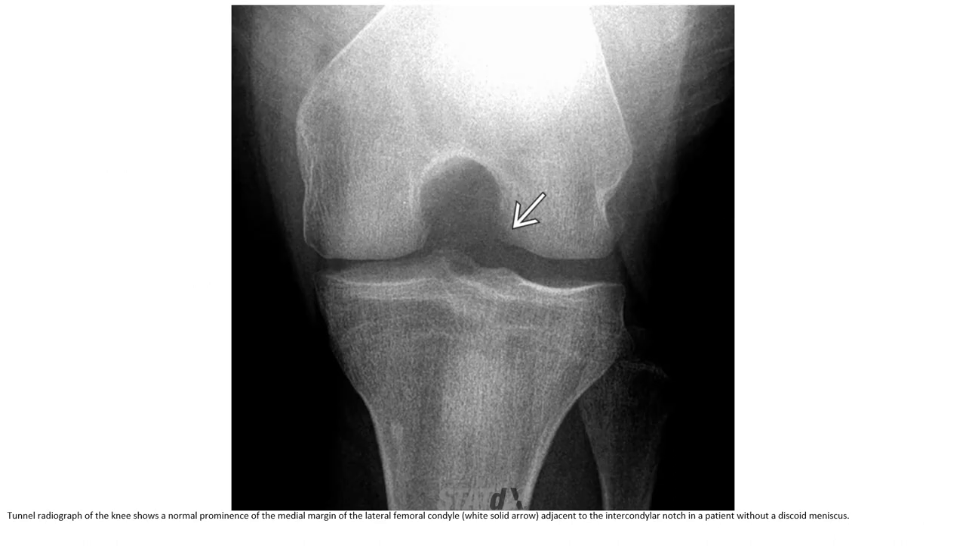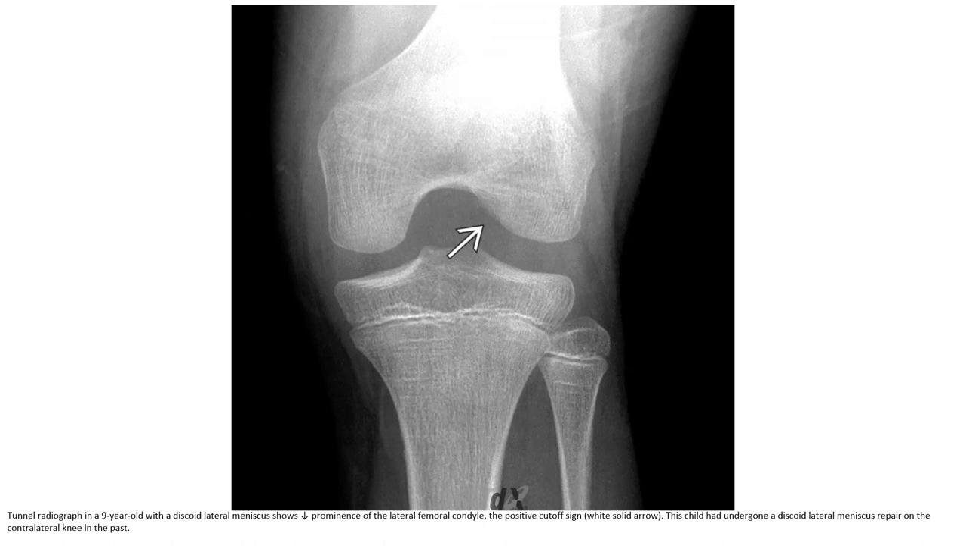Frontal radiograph of the knee shows a normal prominent notch of the lateral femoral condyle adjacent to the intercondylar notch in a patient with discoid meniscus. Frontal radiograph in a 9-year-old with discoid lateral meniscus. Prominence of the lateral femoral condyle, the positive cutoff sign.